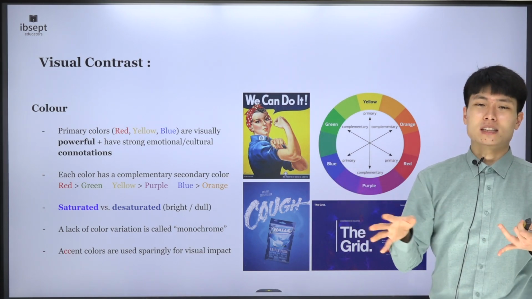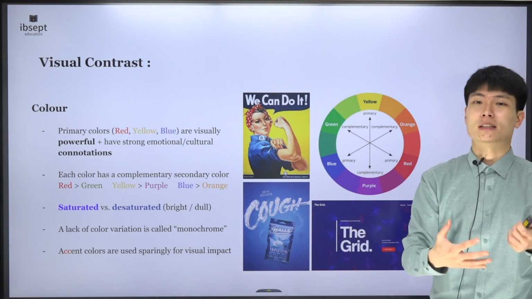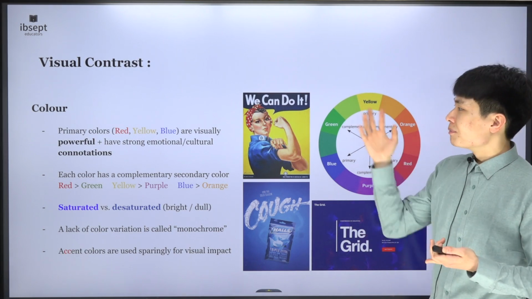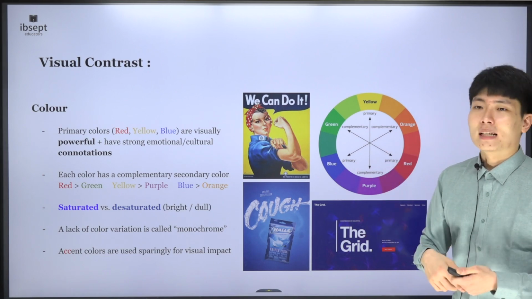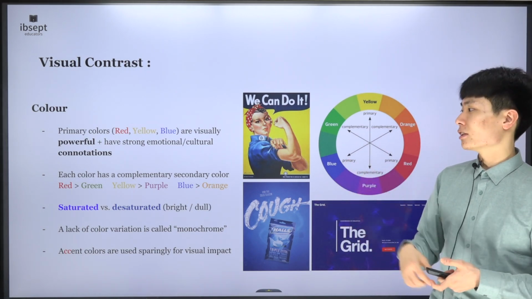Yellow, I would always say yellow is like a hungry color. It's most often associated with food and food brands. Burger King, McDonald's, you name it. So these primary colors, understand that they have very strong associations, connotations attached to them.